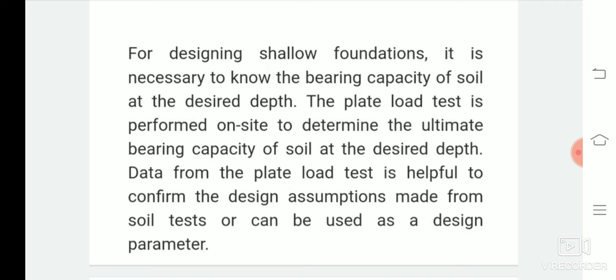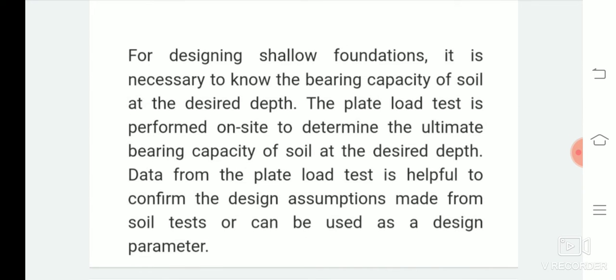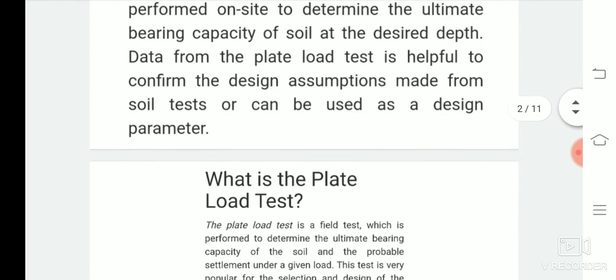So when we design a shallow foundation, it is very much necessary to know the bearing capacity of the soil at a particular desired depth. So this plate load test is performed at the site to determine the ultimate bearing capacity at a desired depth. The data collected from the plate load test is helpful to confirm the design assumptions made from the soil test, and it is used as a design parameter.